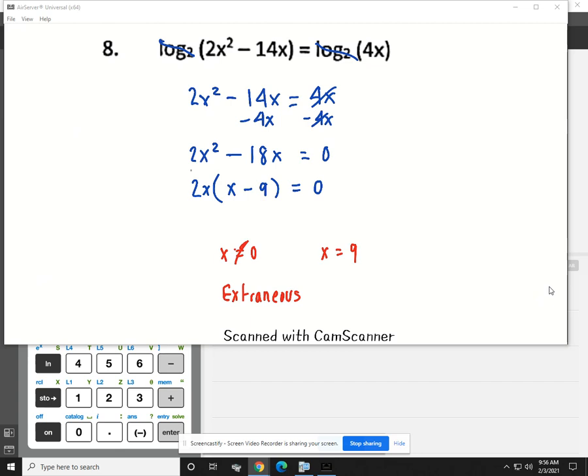Now, how many factors do I have up here that matter? Do they both matter? When does a factor not matter? When does it not help me solve? If it doesn't have a variable. Does this one have a variable?